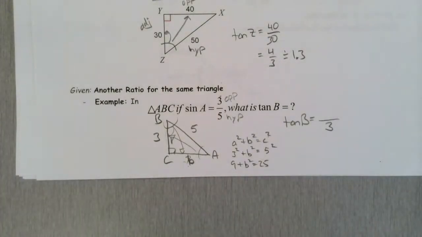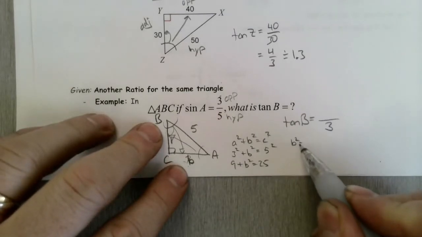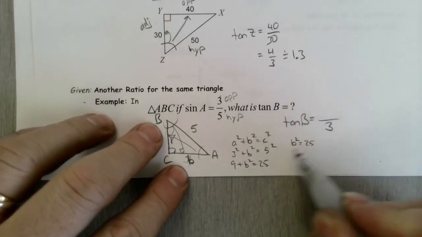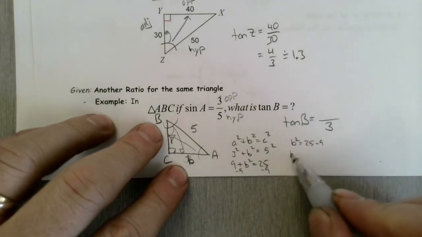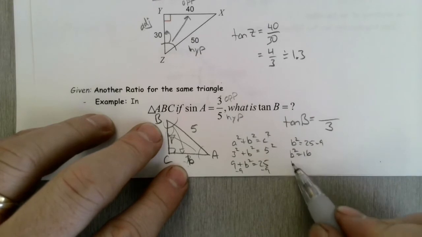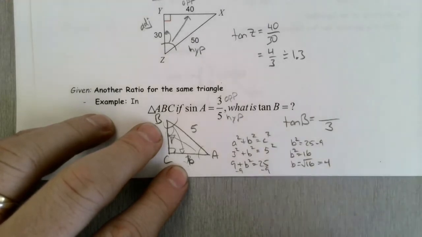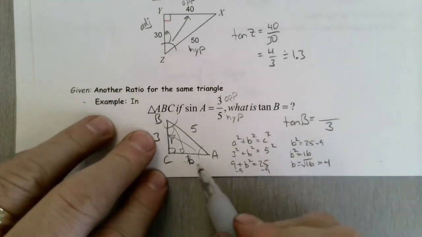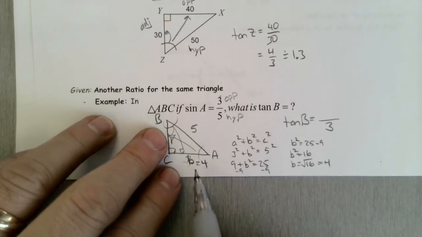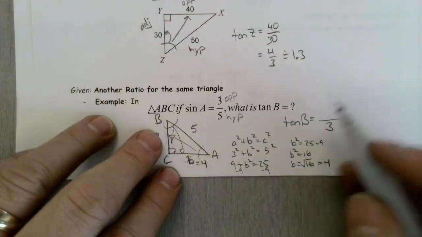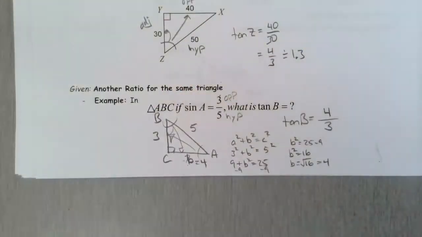Now, I haven't done much of anything there. I've just squared those numbers. Now I'm going to bring the 9 over. So b squared is going to equal, well, I'm going to subtract 9 from both sides. So it'll be 25 minus 9. So b squared will equal 16. And then I'll take the square root, and the square root of 16 is going to be 4. Okay, so now I know that this side opposite down here is 4. Now I know that the tangent of angle B must be 4 over 3.